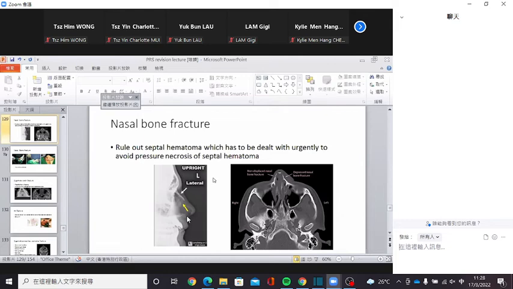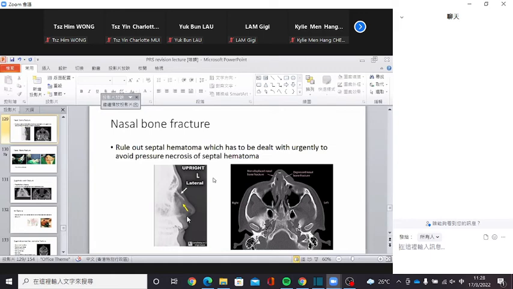So they have to be reduced. Otherwise, when the swelling subsides, the patient may notice a hump over his nose or a depression over his nose. And in those cases, you have to break it again and then put it back into the correct position. And that's much more difficult. So if the diagnosis is made and the nasal bone is displaced, always offer reduction. At the same time, rule out septal hematoma as well.